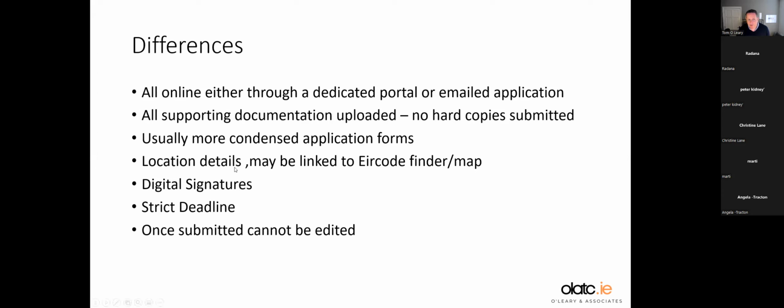The location details, normally with the online applications, are linked to an Eircode. So if you put in your Eircode or the coordinates of your site or your building or whatever, you would automatically find that on a map. So again, you just put in your address and your Eircode. With these online portals, it basically finds your address on the map and shows the address and location on the map. You have to sign the application forms digitally, so it's kind of an automatic digital signature, which is where, when you submit the application and tick the box, it's considered your signature.